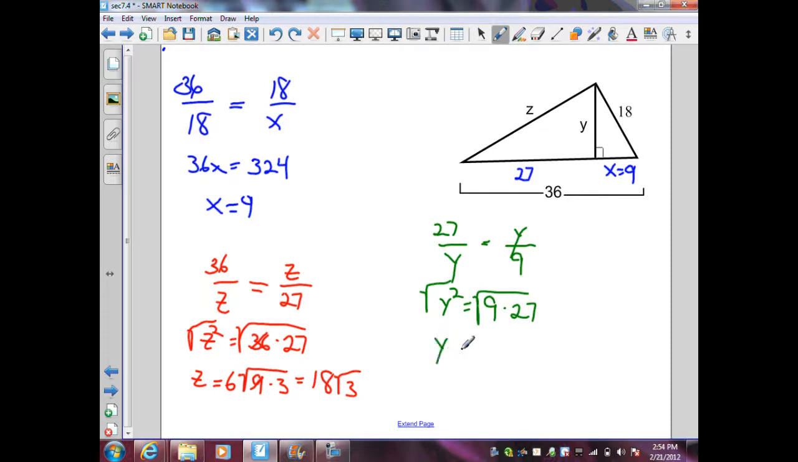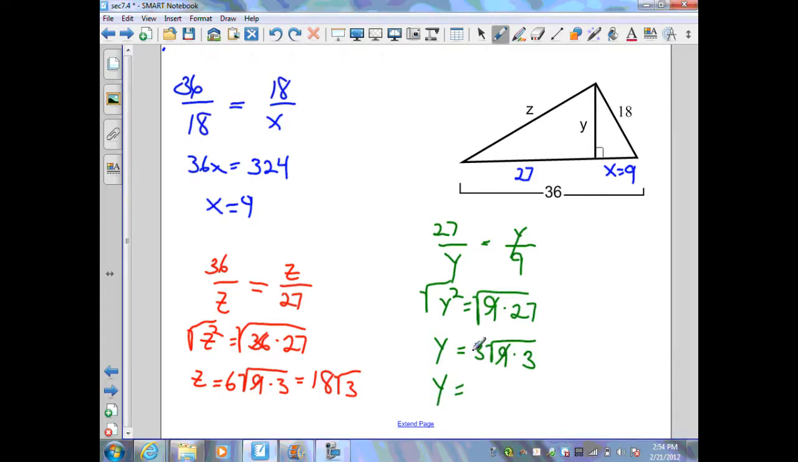That gives me y equal to the square root of 9, which is 3, times the square root of 27, whose factors can be 9 times 3, one being a perfect square. Therefore, y equals, the square root of 9 is 3. 3 times 3 is 9. And this 3 stays inside the radical. Therefore, y is equal to 9 square roots of 3.